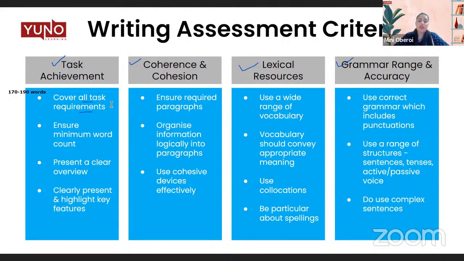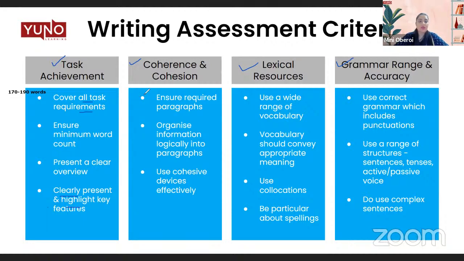We should always present a clear overview, and we should have clarity in whatever we write. If we try to present our ideas clearly and highlight the key features, maybe something is a dominant change, an evident change in a visual input, we must address that. We can't ignore these important points.